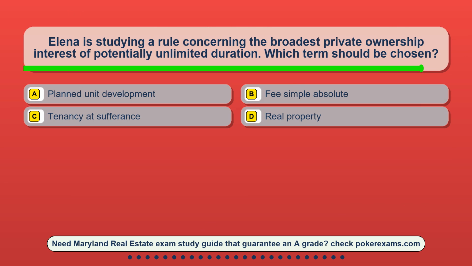Question 14. Elena is studying a rule concerning the broadest private ownership interest of potentially unlimited duration. Which term should be chosen? Option A, planned unit development. Option B, fee simple absolute. Option C, tenancy at sufferance. Option D, real property.